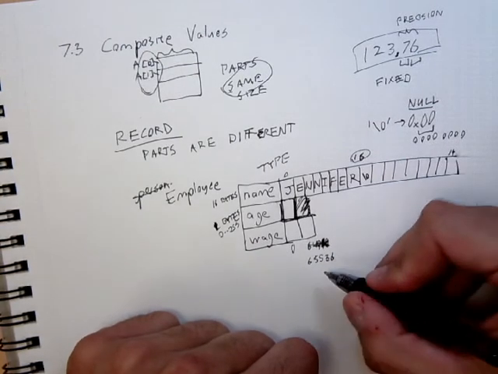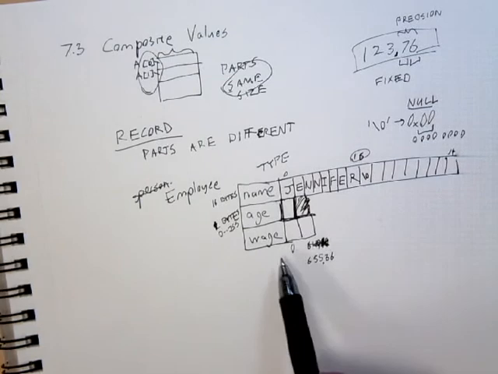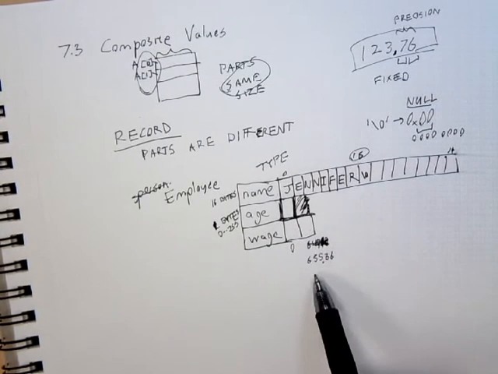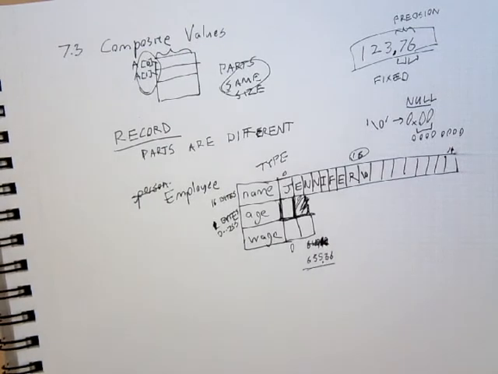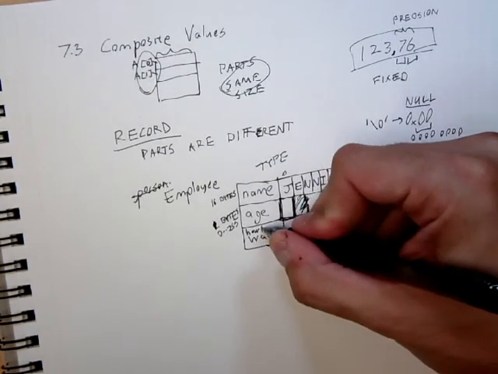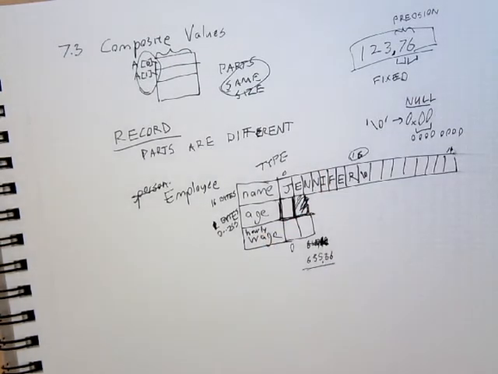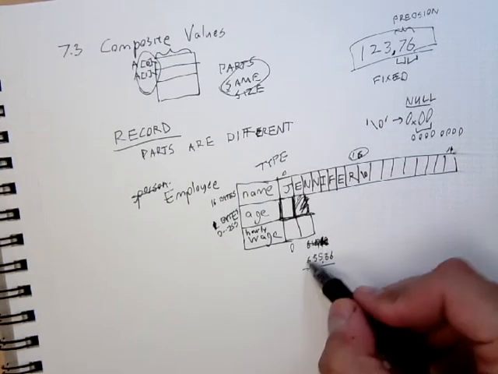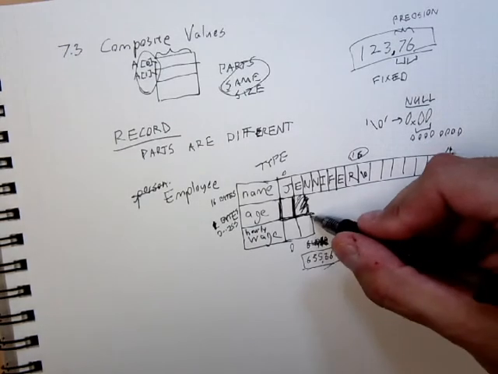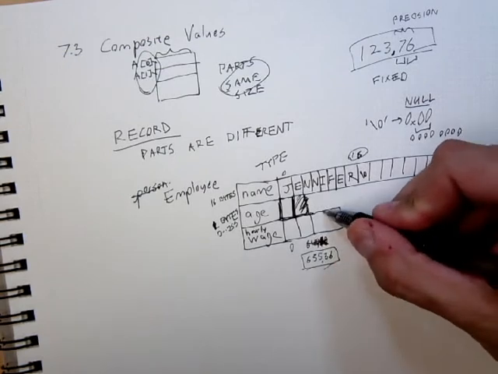65,536, which means that if I only used 2 bytes to store the wage, the most I could ever pay somebody is $655. But this is supposed to be per hour. So I think that's pretty realistic. I think unless you're Bill Gates, you don't earn more than $655 an hour. But if I needed to have a bigger number than that, I might want to go to a 4-byte number.